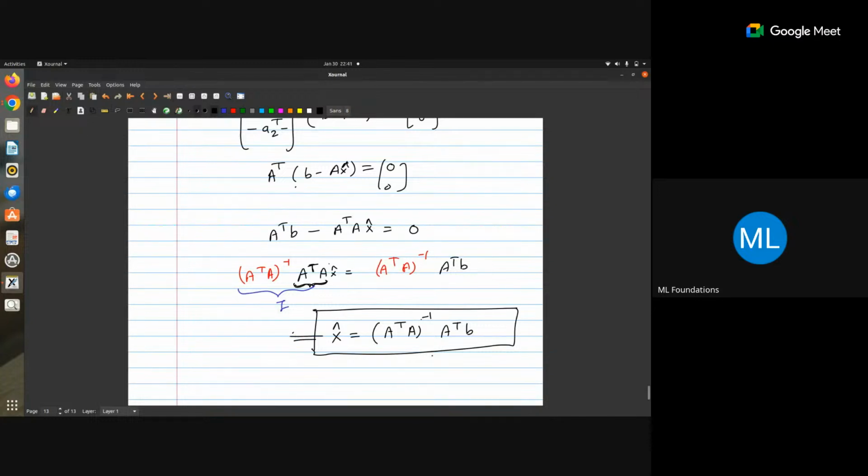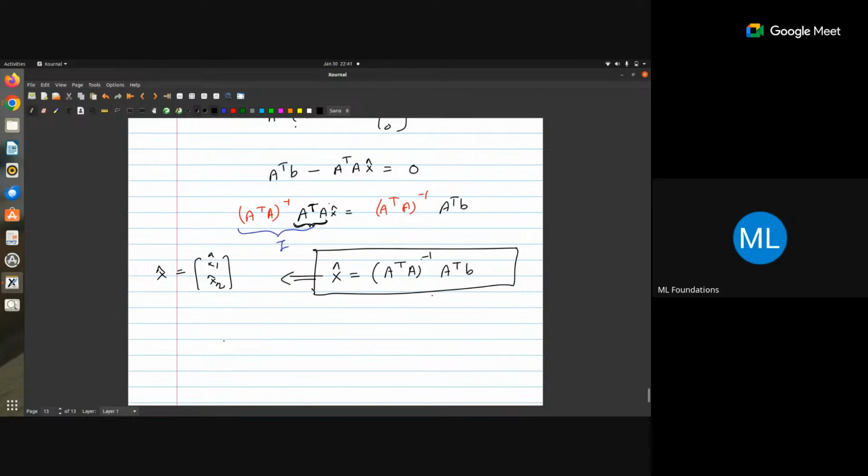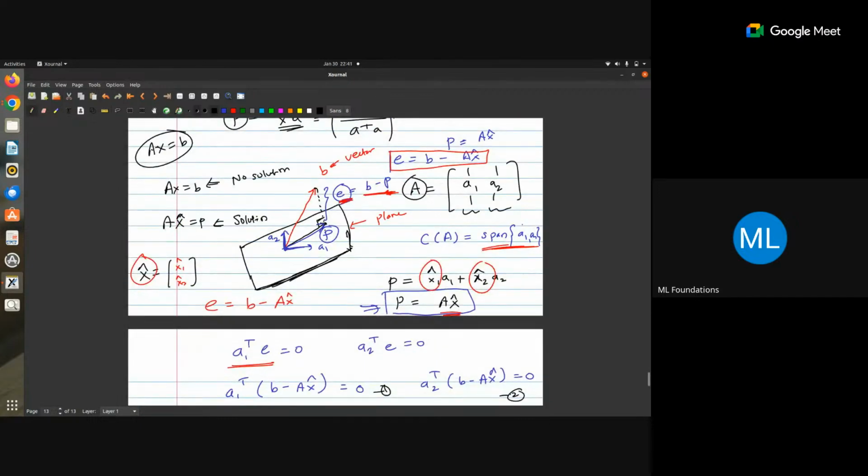What is X hat? X hat is basically this thing, right? But still I need this P. So can I say that x1 hat into a1, and x2 hat into a2, that combination will give me P, right?